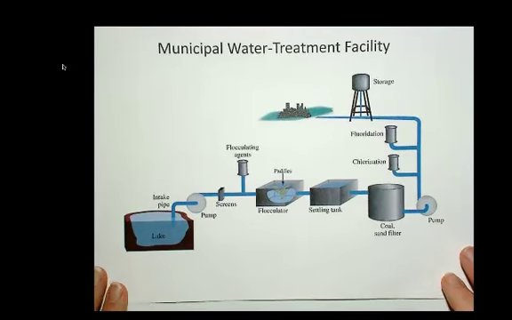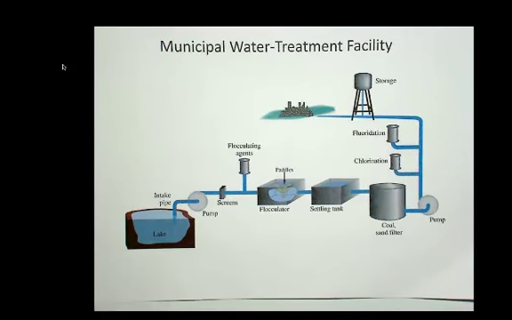Speaking of water treatment facilities, this is just an example, a diagram of basically how water is cleaned up. This is an example of how you clean up water from a surface source, such as a lake or a river. The water first has to be pumped out of the source.